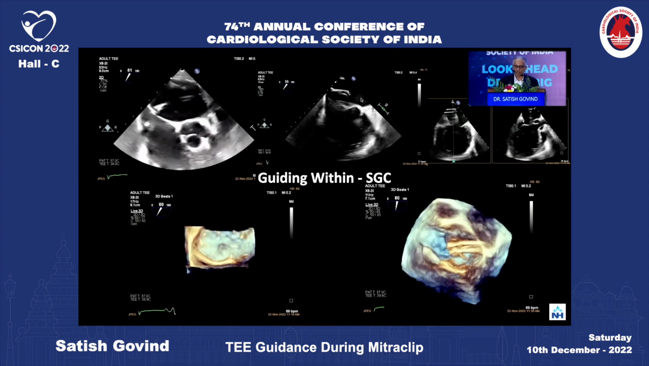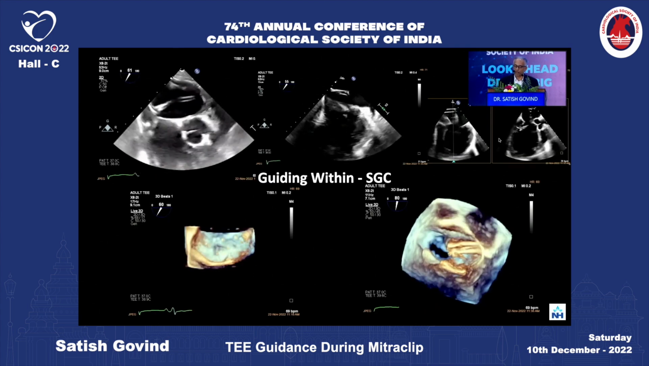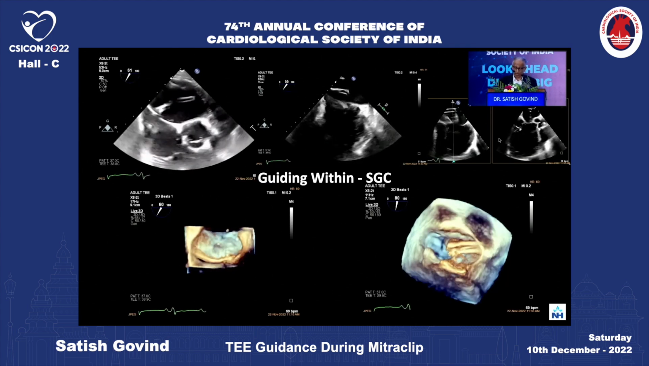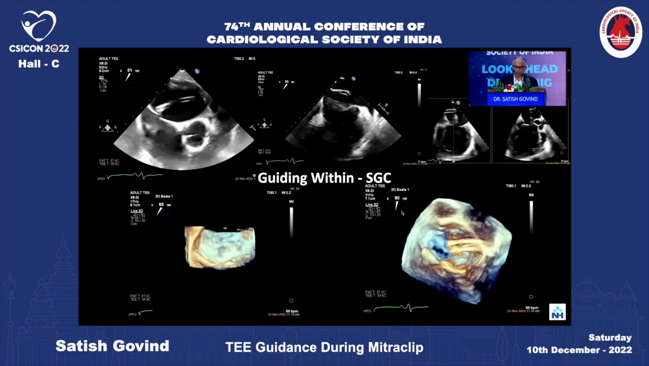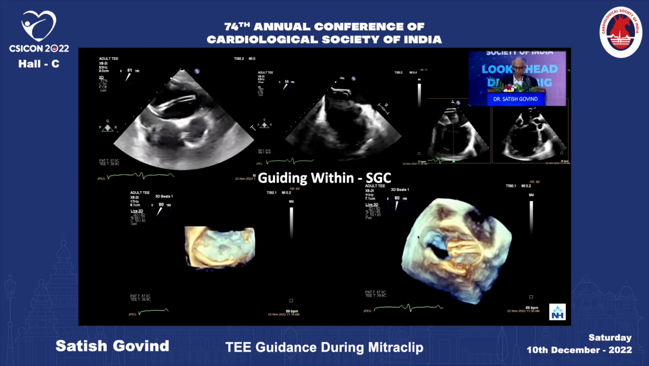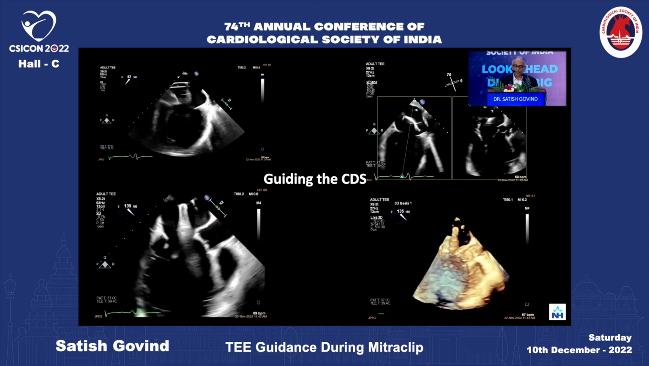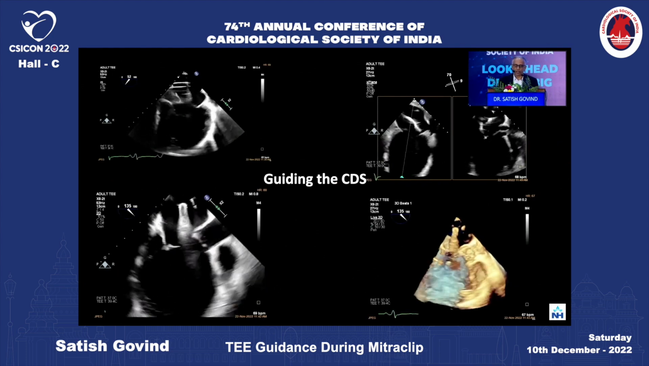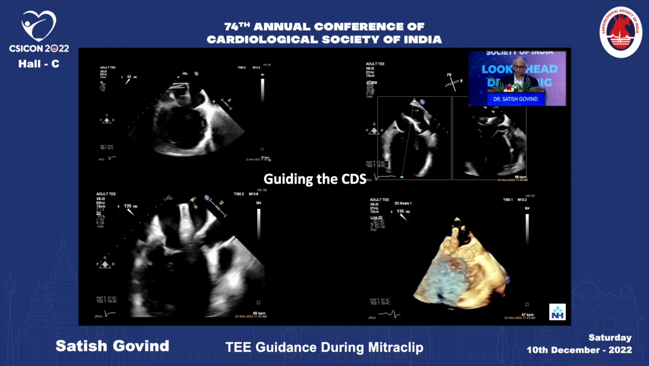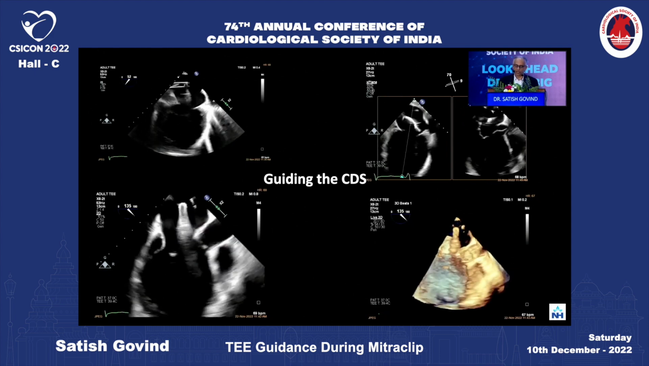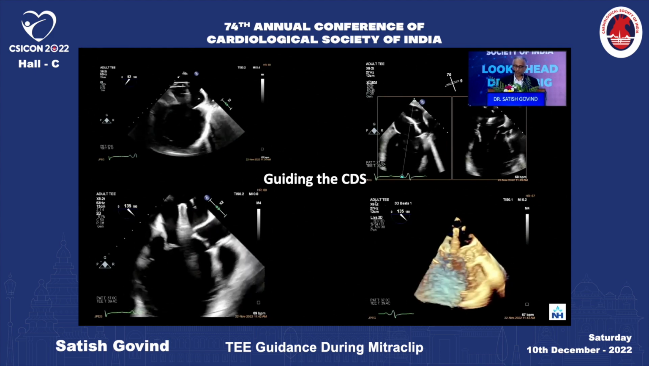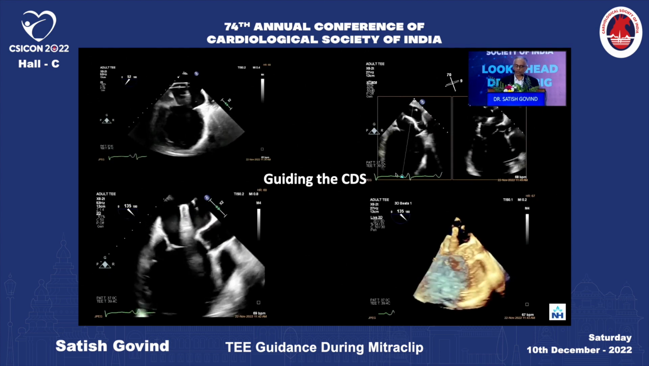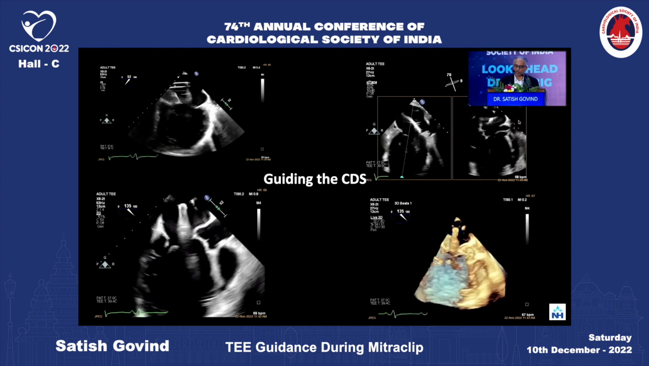So once this is done, then you know that the guide catheter is in place, and then the 3D again tells you where exactly the position of the guide catheter is. Then once the guide catheter is in place, the sheath is withdrawn, and then the clip delivery system is inserted. This is again seen from both the bicommissural view as well as the long axis views.